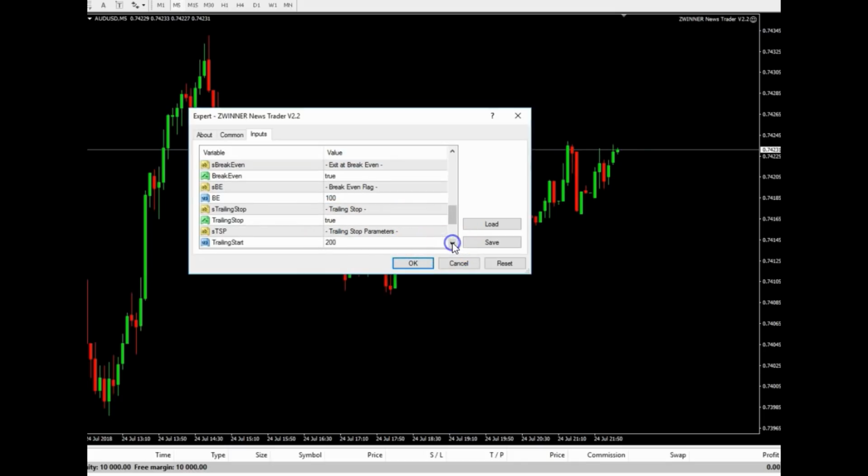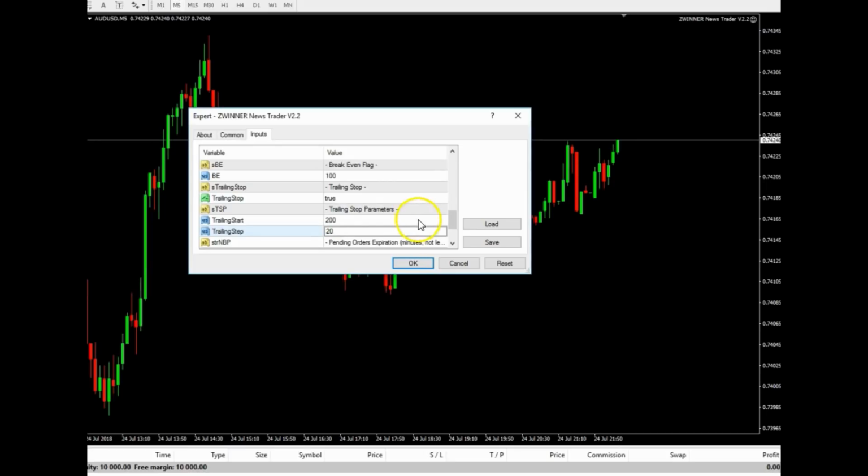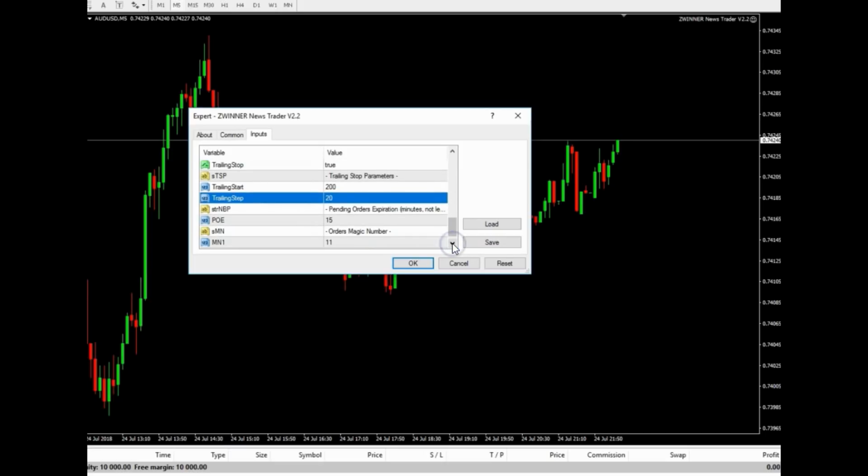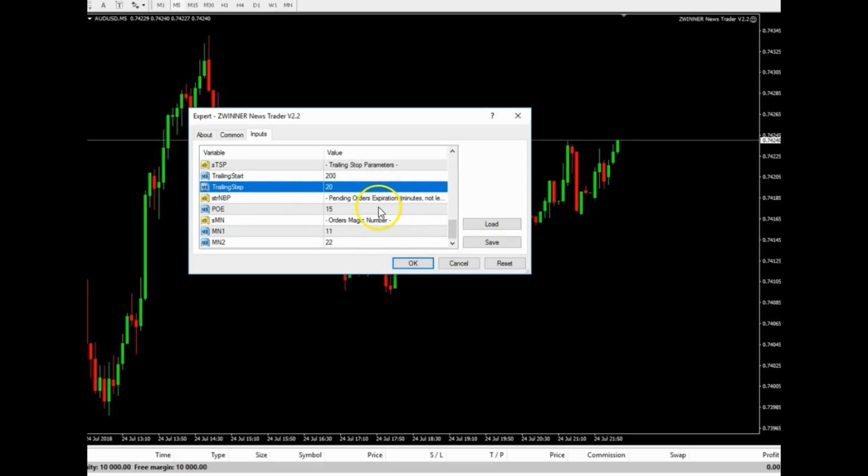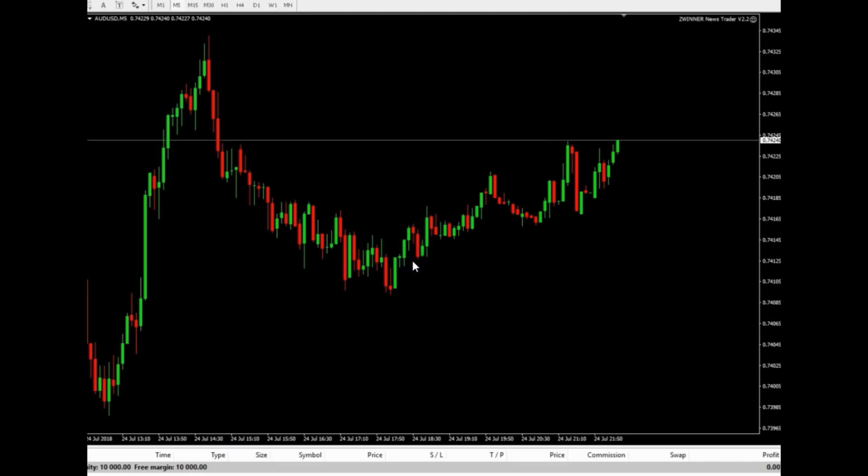So the trailing stop is true, and the trailing stop starts at 20 pips, and then the step will be 2 pips. Every 2 pips the trailing stop will move. Now if the pending orders are not filled, then after 15 minutes they have to be removed. So they will get removed in 15 minutes' time. These are the magic number. Don't touch them, don't do anything, and then you click OK.